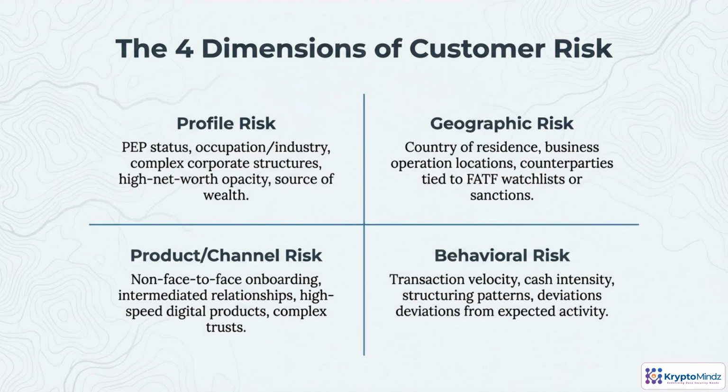When you risk rate a customer, look across 4 dimensions. Profile risk is who the customer is, their role, industry, ownership structure, and how transparent their wealth and funds are. Geographic risk considers where they and their counterparties operate, and whether those places are linked to FATF concerns or sanctions. Product and channel risk looks at how they access you, face-to-face or remotely, simple deposits, or more complex, high-speed products. Behavioral risk captures what they actually do over time, volumes, patterns, and changes compared with what you originally expected.